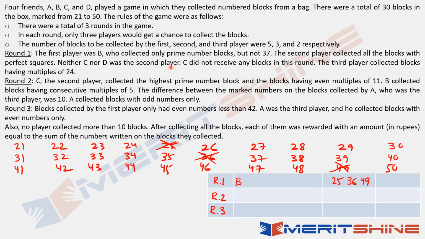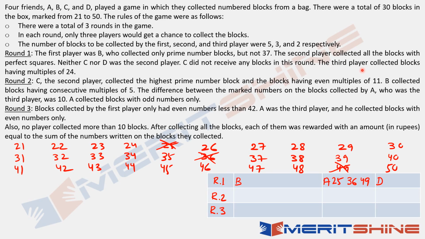Neither C nor D was the second player. C did not receive any blocks in this round. Now it's very clear C, D was not the second player. B is here. So who is the second player? It has to be A. B is already the first player. So it has to be A. If this is A, let's just write A here. Good. And it's also written C did not receive any blocks in this round. B is here. A is here. Then who is the third player? Has to be D. So we can write D also. Right. Is it okay till here?